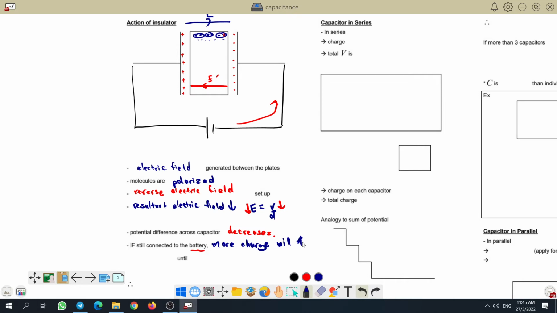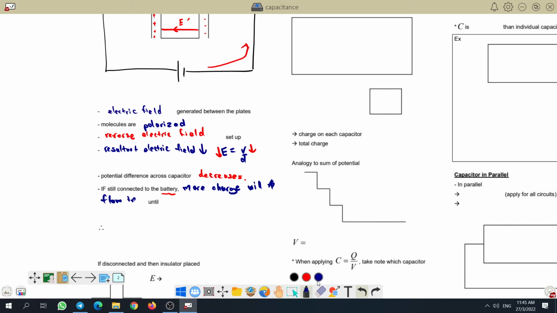Will flow in until dia punya V increase balik to equal EMF. Kan? So maksudnya C equals to Q per V. So for the same V, for the same EMF battery ataupun for the same potential across the capacitor, we will get more charge lah. Ya. Sebab bila ada insulator, E nya akan berkurang, so akan more charge akan flow in sehingga dia dapat balik V yang tadi. So Q increase, so C increase lah.